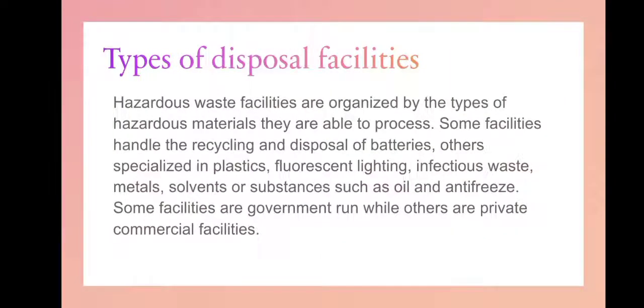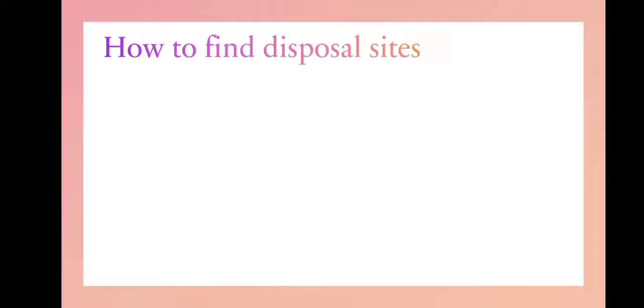So next are the types of disposal facilities. Hazardous waste facilities are organized by the types of hazardous materials they are able to process. These facilities are often referred to as treatment, storage, and disposal facilities. A disposal facility is any site where hazardous waste is intentionally placed and at which the waste will remain after closure. Some facilities handle the recycling and disposal of batteries, others specialize in plastics, fluorescent lighting, infectious waste, metals, solvents, or substances such as oil and antifreeze. Some facilities are government-run while others are private commercial facilities. So now, how to find disposal sites?